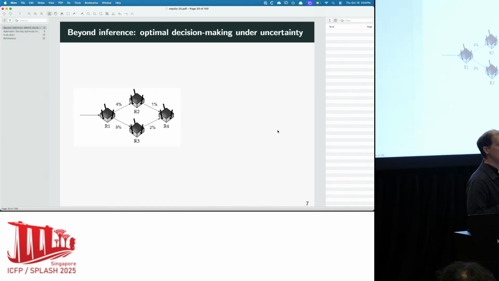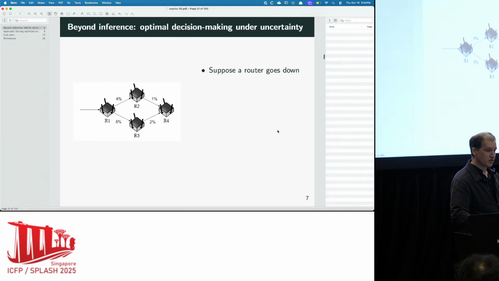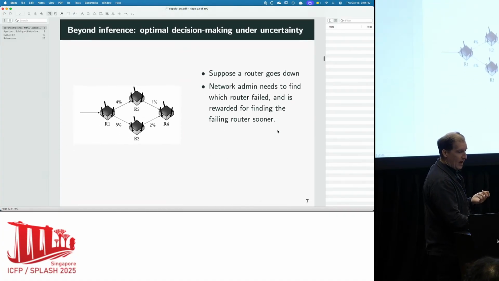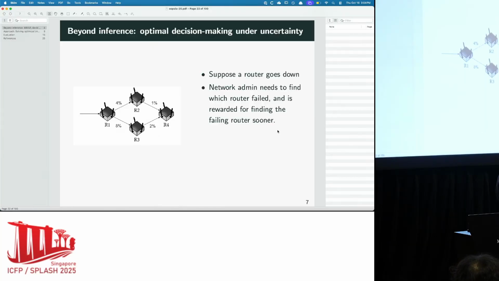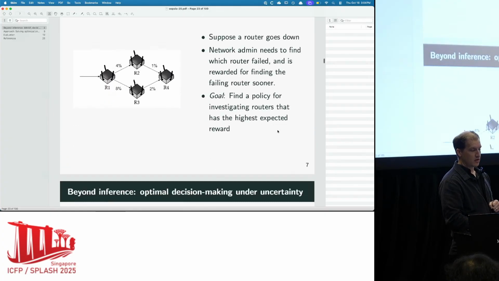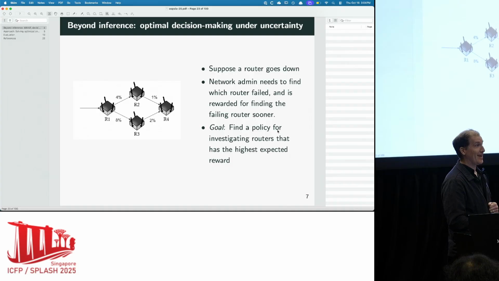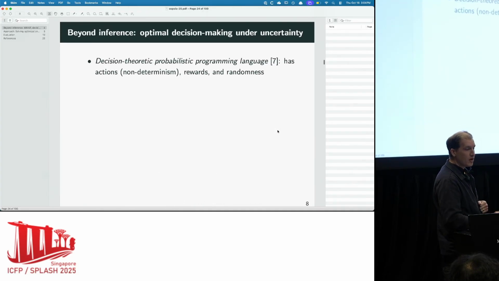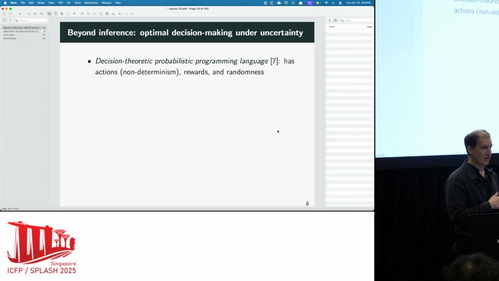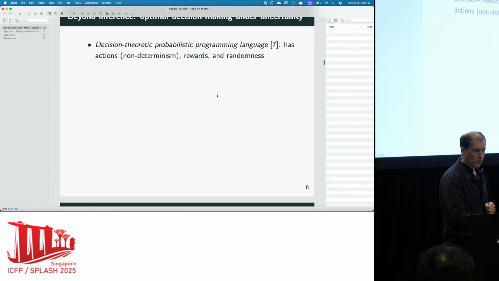which is optimal decision-making under uncertainty. Back to this router example, suppose a router goes down, and the network admin needs to find which router failed, and is rewarded for finding the failing router sooner, so they have to sequentially investigate. The goal is to find a policy for investigating the routers that has the highest expected reward, right? So you want to come up with a plan to solve this problem. Languages that can model such tasks are called decision-theoretic probabilistic programming languages, and there have been a couple of them before. The idea is that they have actions, rewards, and randomness in them.